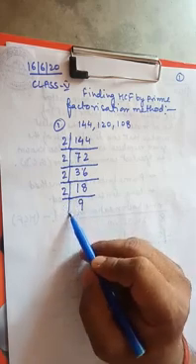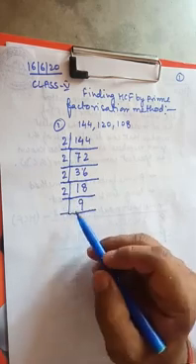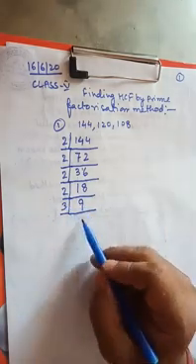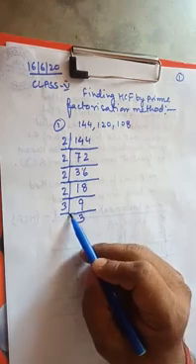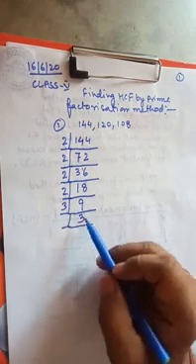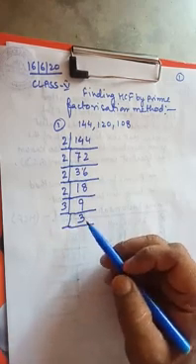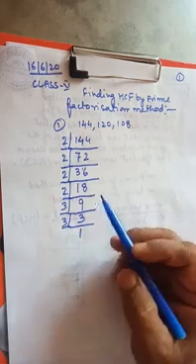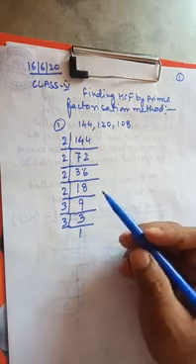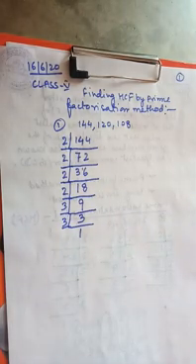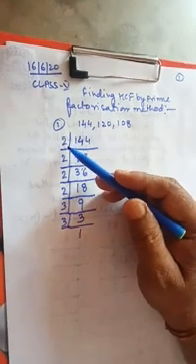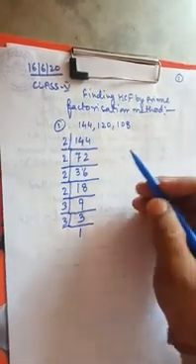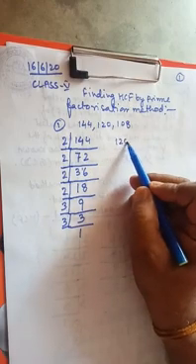Now 9 is not divisible by 2, so we will take the next prime number, that is 3. When you divide 9 by 3, you will get 3. Again divide, you will get 3. Now again you divide 3 by 3, you will get 1. Okay student, like this we find the factors of 144. Now see here, these all are the prime factors of 144.